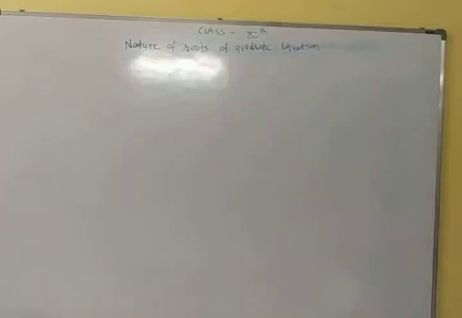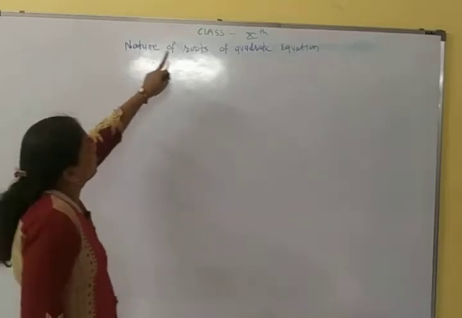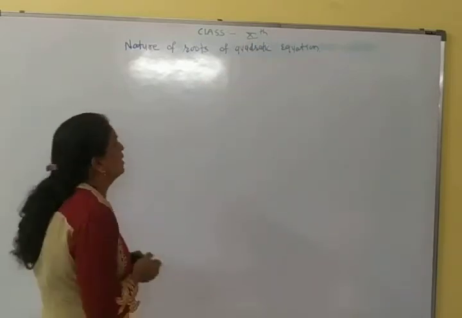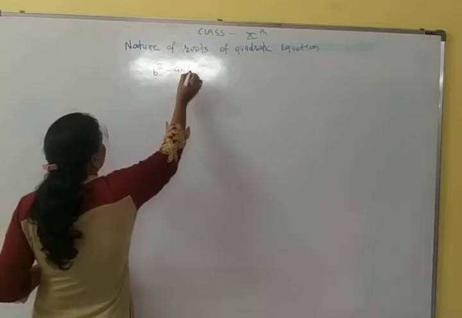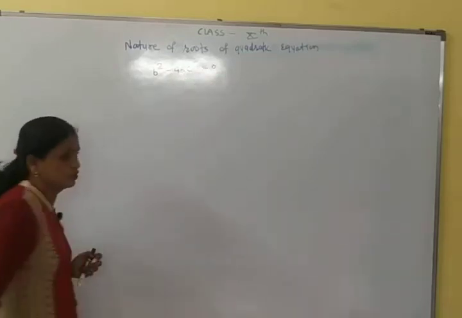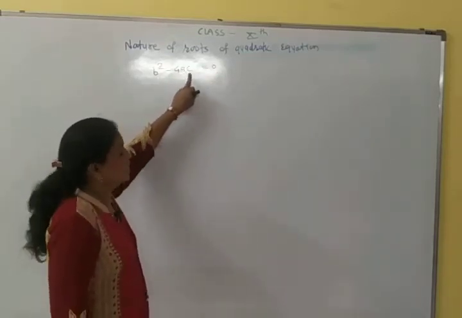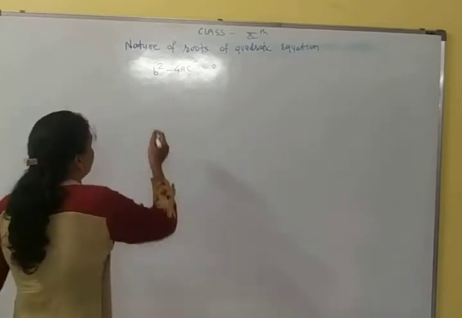Now, today's topic is nature of roots of quadratic equation. The nature of roots of a quadratic equation can be determined by the expression b square minus 4ac. b square minus 4ac is called the discriminant.